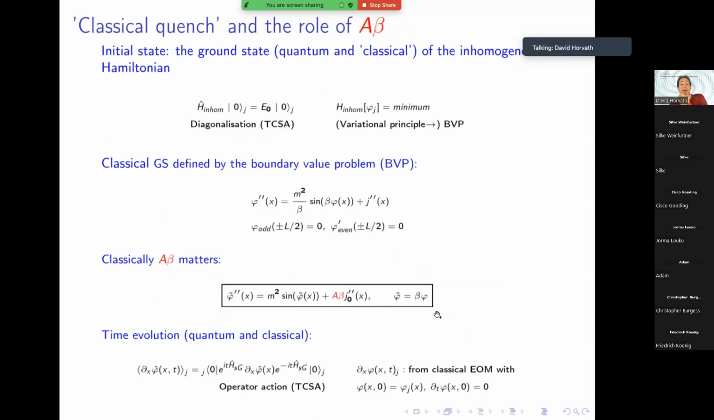And there is a very funny fact about this initial inhomogeneity, and in particular about the classical version of the inhomogeneous problem.